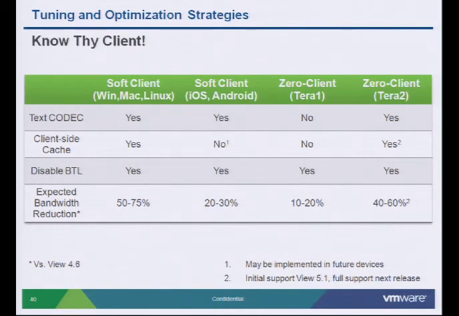When we talk about zero clients, when you move to the Teradici Tera1, you don't get the text codec or client-side cache. What that really means, build to lossless doesn't have a huge impact. What it really means is a Tera1 zero client looks a lot like View 4.1 as far as bandwidth. But the recently announced Tera2 absolutely supports a text codec. It does support client-side caching, but it's implemented differently, and it's not quite as effective as a software cache right now. That will change going forward as we do software releases and as they do firmware releases. You can expect that to get a lot closer to parity with the software side, but it's not there today.